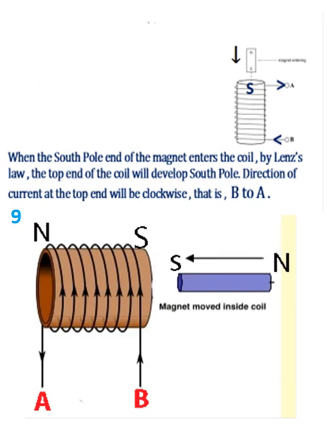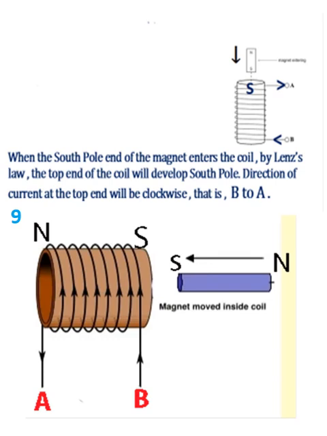In the next diagram, when the south pole end of the magnet enters the coil, by Lenz's law, the top end of the coil will develop south pole. Direction of current at the top end will be clockwise, that is B to A, not A to B as given in the question paper.